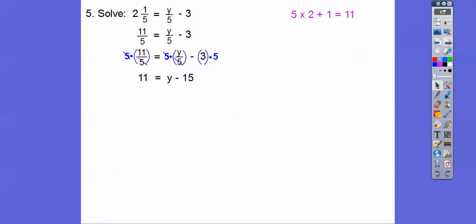And then what happens is it cancels all that stuff out, and then we just have a simple middle school problem. So we just add 15 to both sides, and we get 26. Okay, so let's try another one here.